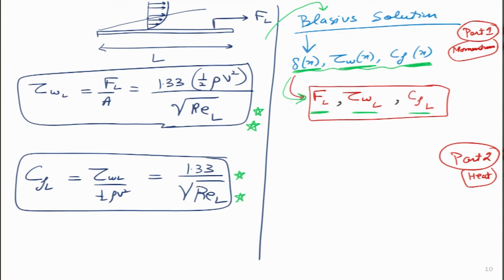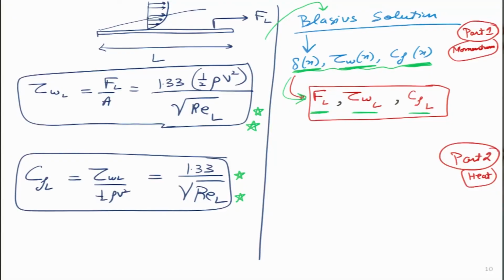And why are engineers actually more interested in the average value? Because we want to figure out the overall force acting on a particular plate, whether it is horizontal or vertical, and based on the overall values we want to calculate the overall wall shear stress and the overall coefficient of friction. So, this was part 1, where our focus was on the momentum.